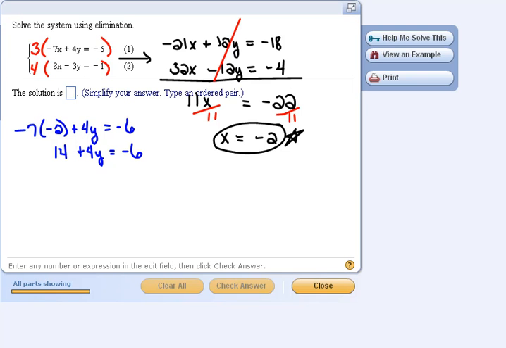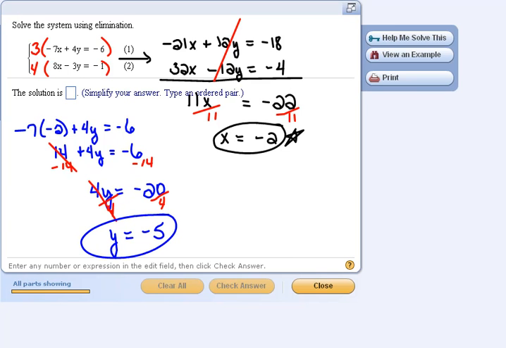And then subtracting 14 from both sides, we would have now 4y equals negative 20. And then finally, to get y alone, we would have to divide both sides by 4. So we would have y equals negative 5. So our answer then would look like the point negative 2 comma negative 5. That would truly be our final answer.